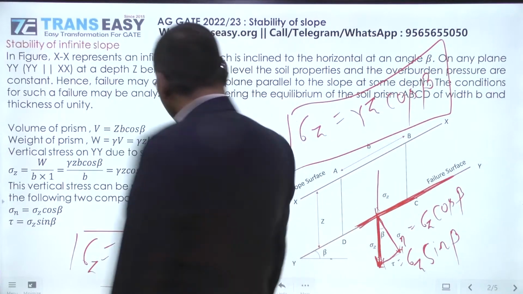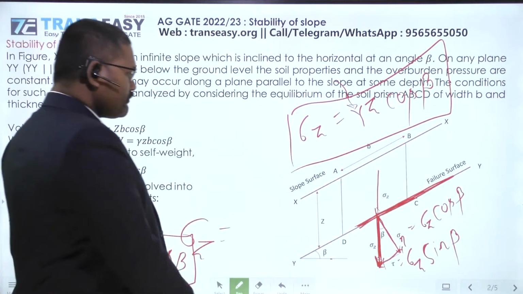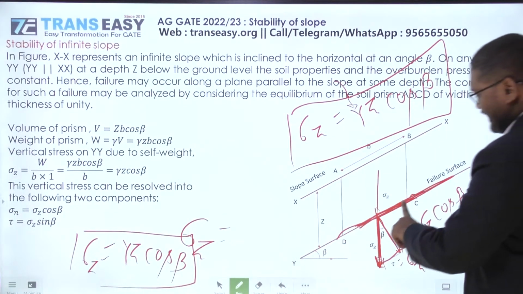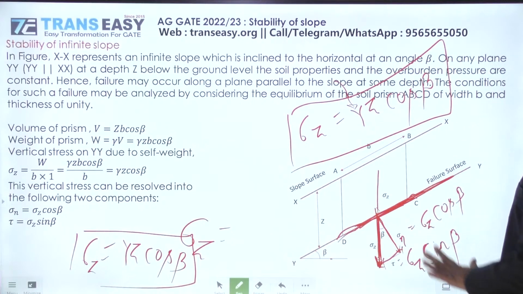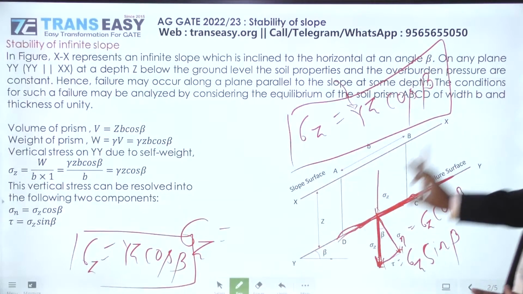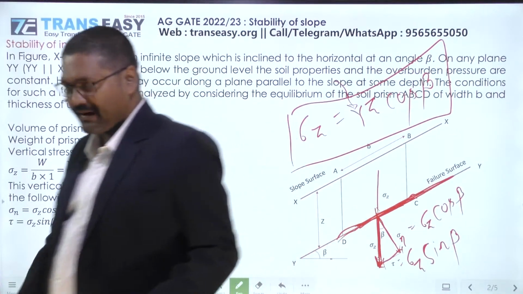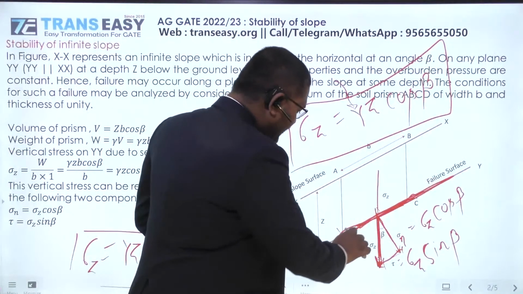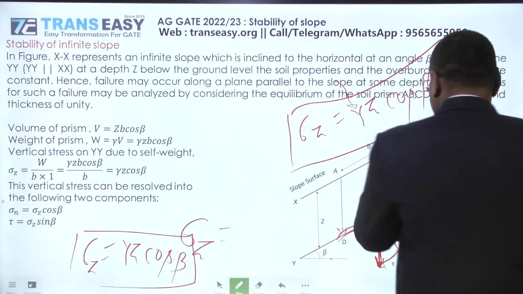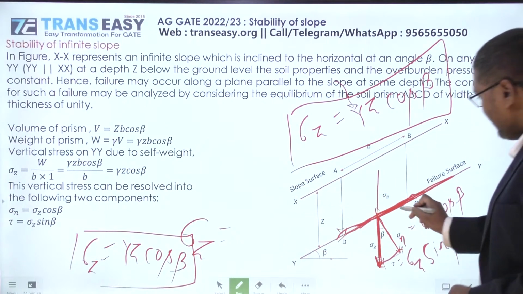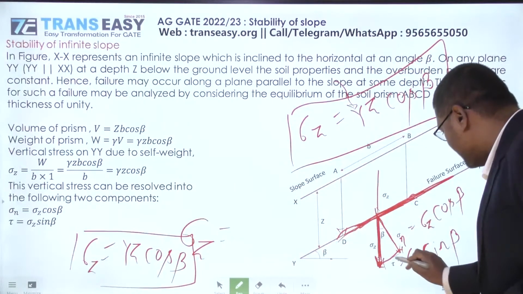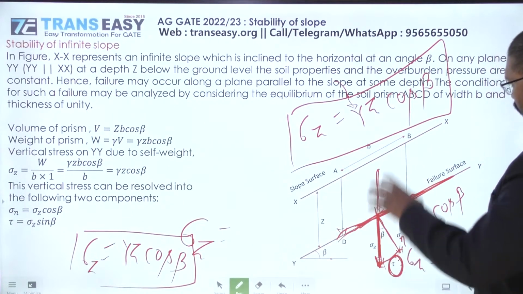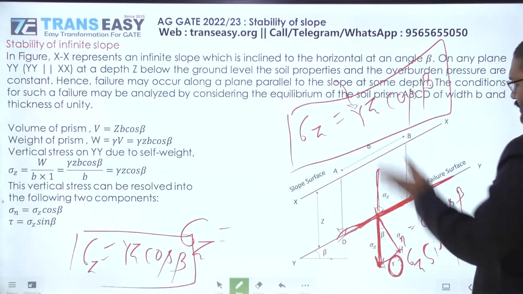Okay, this is the unit weight of the soil. So friends, we have calculated the normal stress acting on this failure plane and the shear stress acting on this failure plane. Suppose this depth is sufficient, we have taken this plane where the soil mass is sliding. Definitely this sliding is taking place due to the shear stress induced by the weight of soil above this plane.